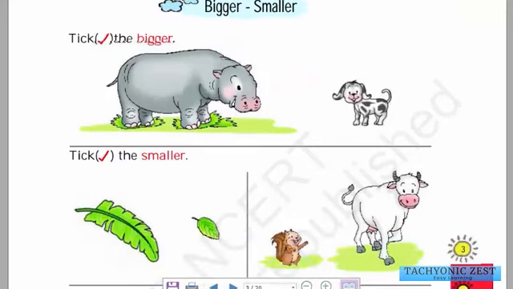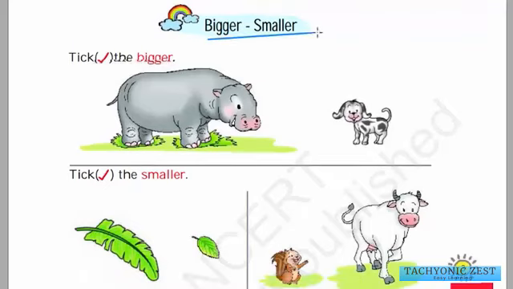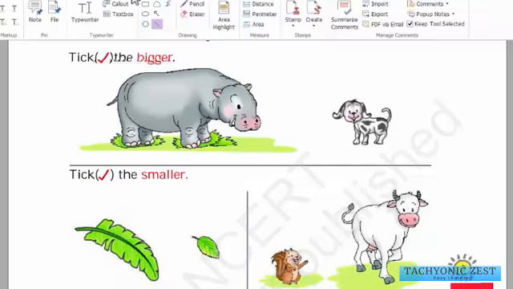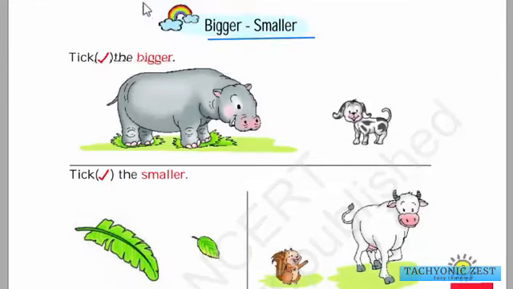The next topic is called bigger and smaller. So in this topic we will have to identify the objects which are bigger, and we will have to identify the objects which are smaller. Now, what is bigger and smaller? Whenever we say bigger, it means with respect to something.